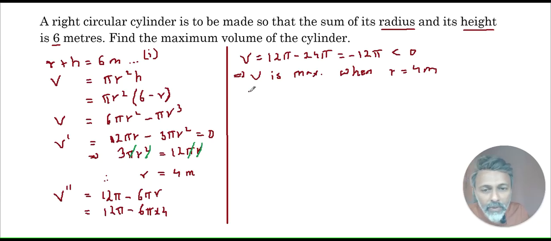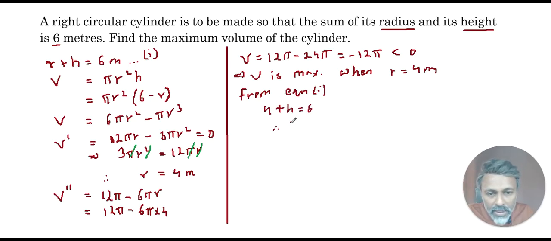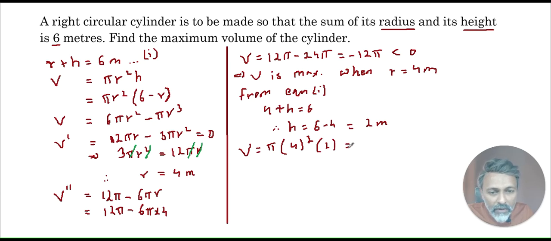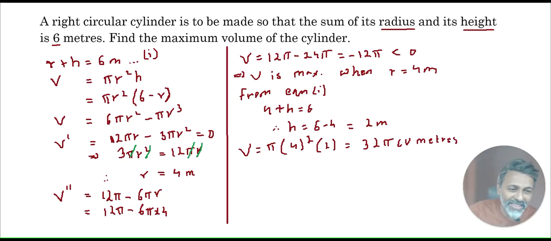Substitute R is equal to 4 meters in equation 1. So from equation 1, we get 4 plus H is equal to 6. Therefore, H is equal to 6 minus 4 is equal to 2 meters. We are asked to find the volume of the cylinder. Volume is pi r square h. Pi into r is 4, so 4 square into h is 2. 4 square is 16, 2 sixteens are 32. So we get 32 pi cubic meters. This is your answer. This was easy.